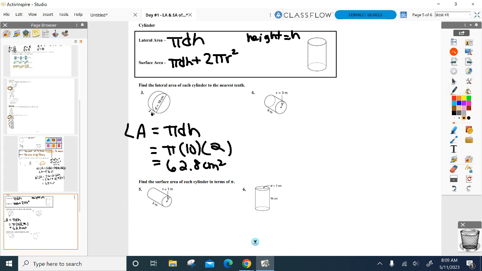All right, next one. Pi dh. What am I plugging in for d real quick? 6. Times 2, yep. 3 times 2, 6. Height is 6. Everyone see what I'm starting to talk about. Whatever edge connects the bases, that's your height. Plug it all into your calculator. 113.1 square meters.